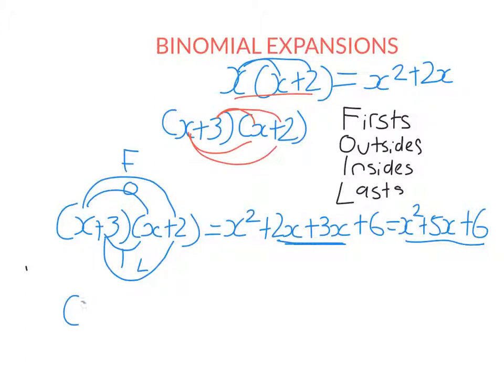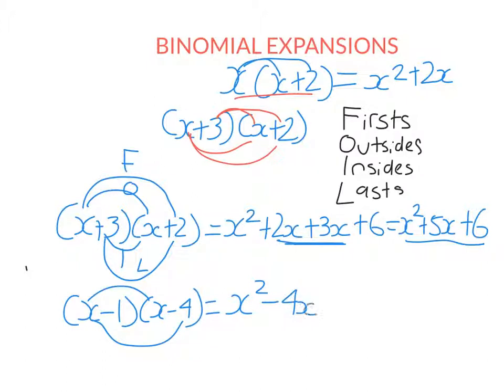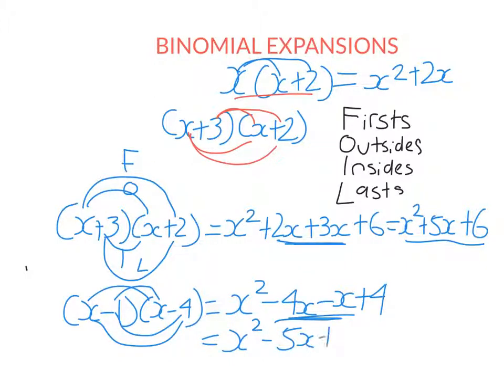Let's try it with a negative. Let's say we have x minus 1 times by x minus 4. We'll use the FOIL method again. Firsts, outsides. So this time it's x times minus 4, which is negative 4x. Insides is not 1 times x, it's negative 1 times x, which is negative x. And lasts is minus 1 times minus 4, which is positive 4. Again, these are the only like terms, so we get x squared minus 5x plus 4.